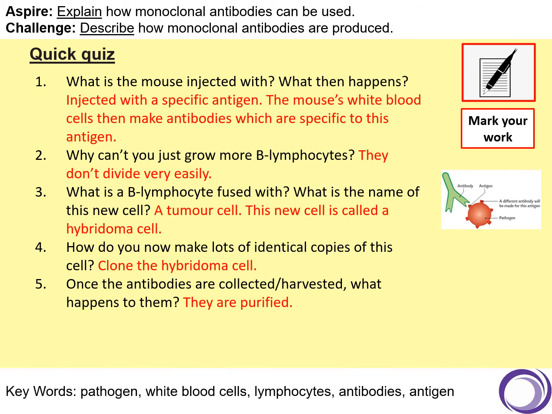Question number 3, what is a B lymphocyte fused with and what is the name of this new cell? It's a tumour cell and this new cell is called a hybridoma cell. Question number 4, how do you now make lots of identical copies of this cell? You clone the hybridoma cell. And question 5, once all the antibodies are collected and harvested, what happens to them? They are purified.